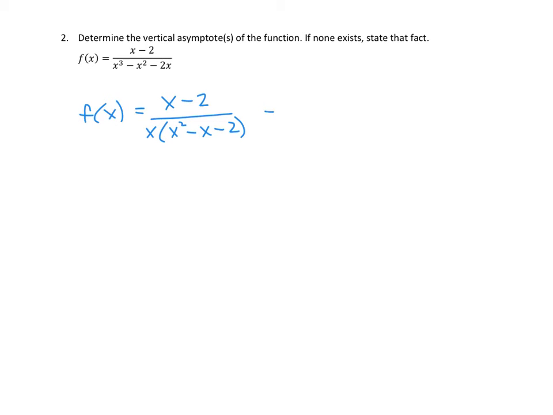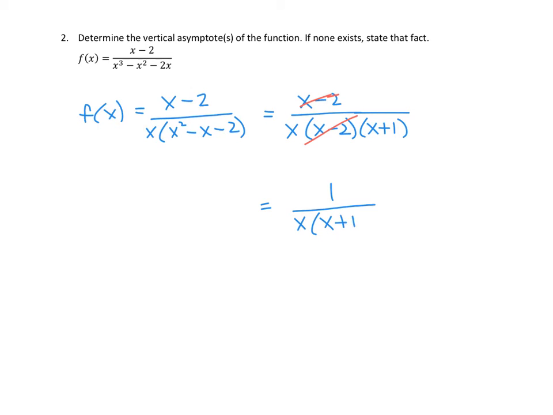We can factor the denominator one step further. The x squared minus x minus 2 factors into x minus 2 times x plus 1. Now notice we have a common factor in the numerator and denominator, so let's cancel those out. Cancel out the x minus 2 in the numerator and the x minus 2 in the denominator. Now our rational function simplifies into 1 over x times x plus 1.